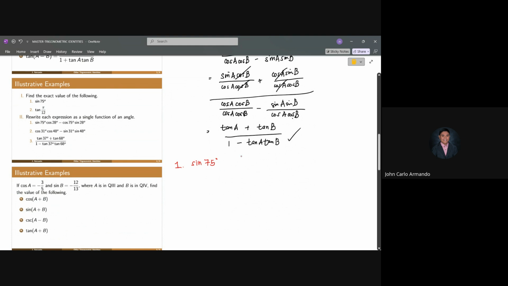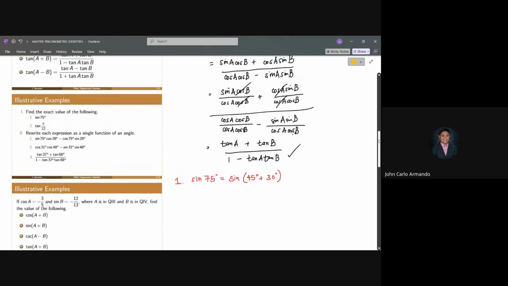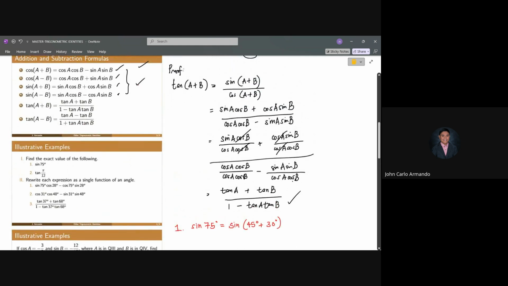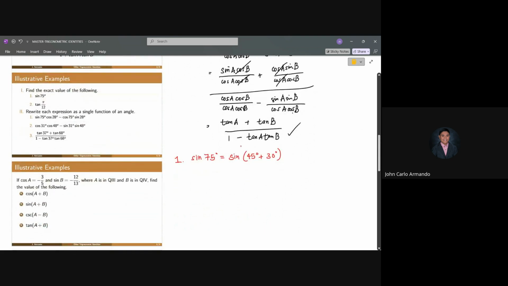Using the formula, what you're going to do here is to simply express sine 75 as a sum of two special angles. And that is equal to sine 45 plus 30, because 45 plus 30 is 75. Then following formula number 3, sine A plus B, we can now find the exact value. Let's assume that your A is 45, your B is 30. But if you want A is 30, B is 45, it will give the same result.